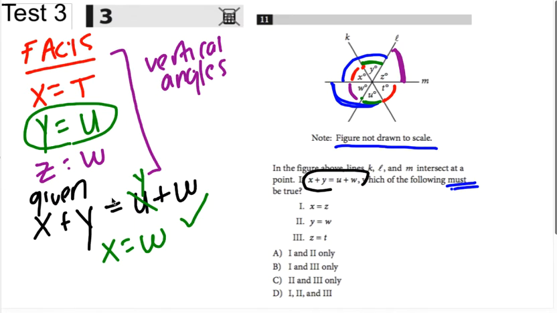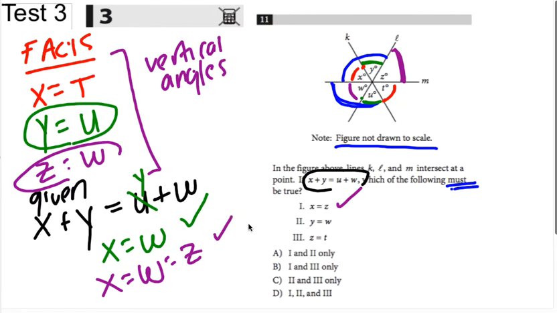But since we know that x is the same as w, we were also told that w is the same as z. So that means that x is the same as w is the same as z. All three of them have to be the same, right? So x is the same as z. Cool, that's true, all right?